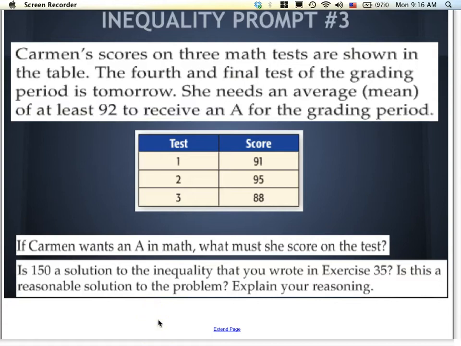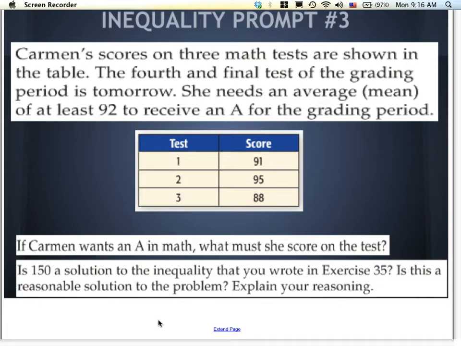Okay, so here is problem 3. It has to do with your test, and this is very real to what you have to deal with in every class of yours anyway, asking the question, well, what do I need to score in my next test to get an A in your class? Well, here's the question. Carmen's scores on 3 math tests are shown in the table. The fourth and final, meaning the last test of the grading period, is tomorrow.